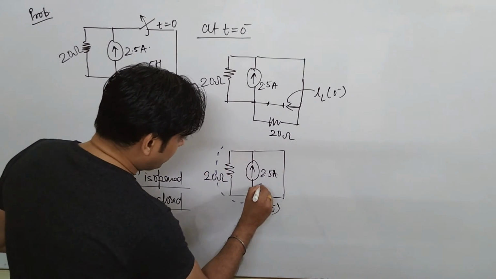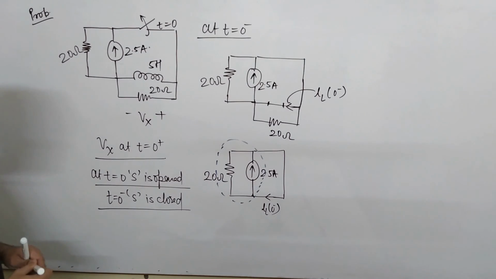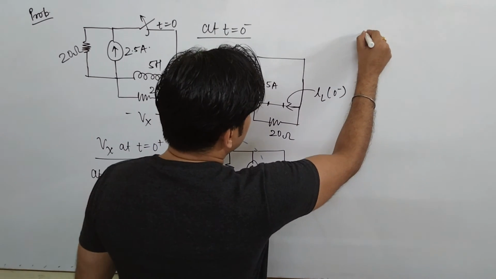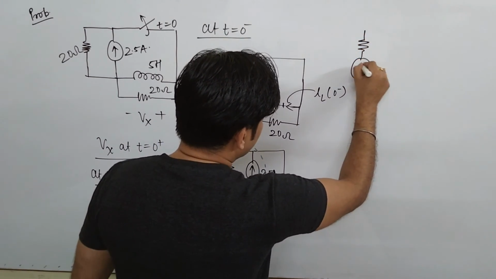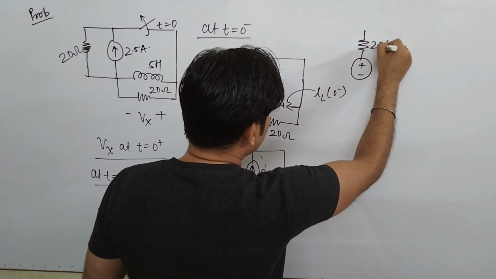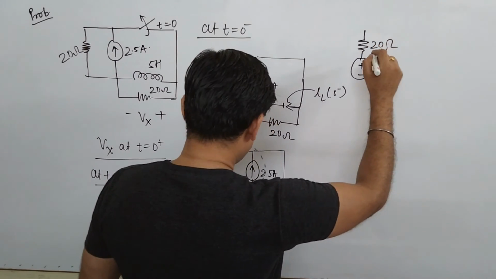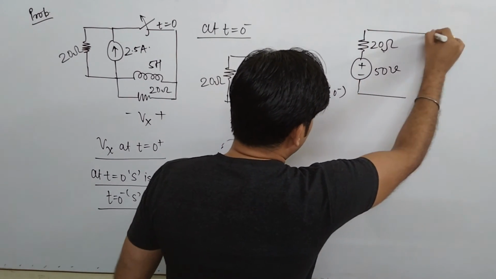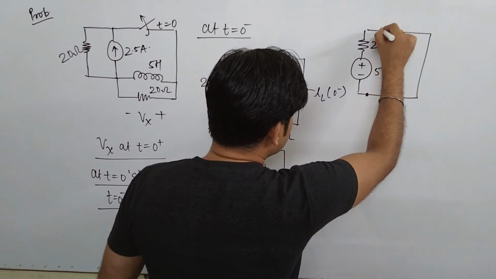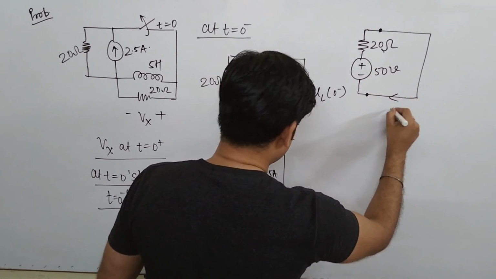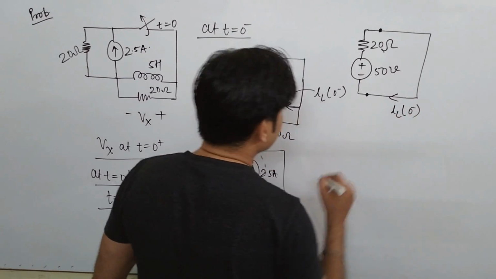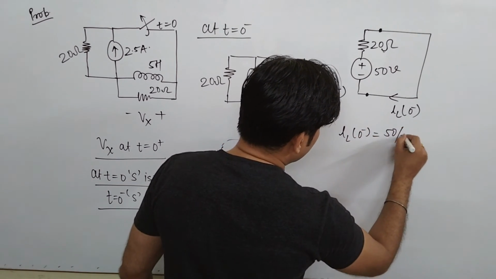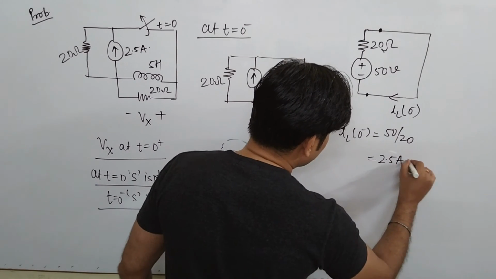And then you understand the value of this, how we'll find it. If you apply this source transformation within these blue dots, it comes to be in this form. This is your 20 ohm, and this comes to be your 50 volt. Let's say this is the point, so here the current which was flowing as IL0 negative. From here you can say that the value of IL0 negative is 50 by 20, that comes to be 2.5 ampere.